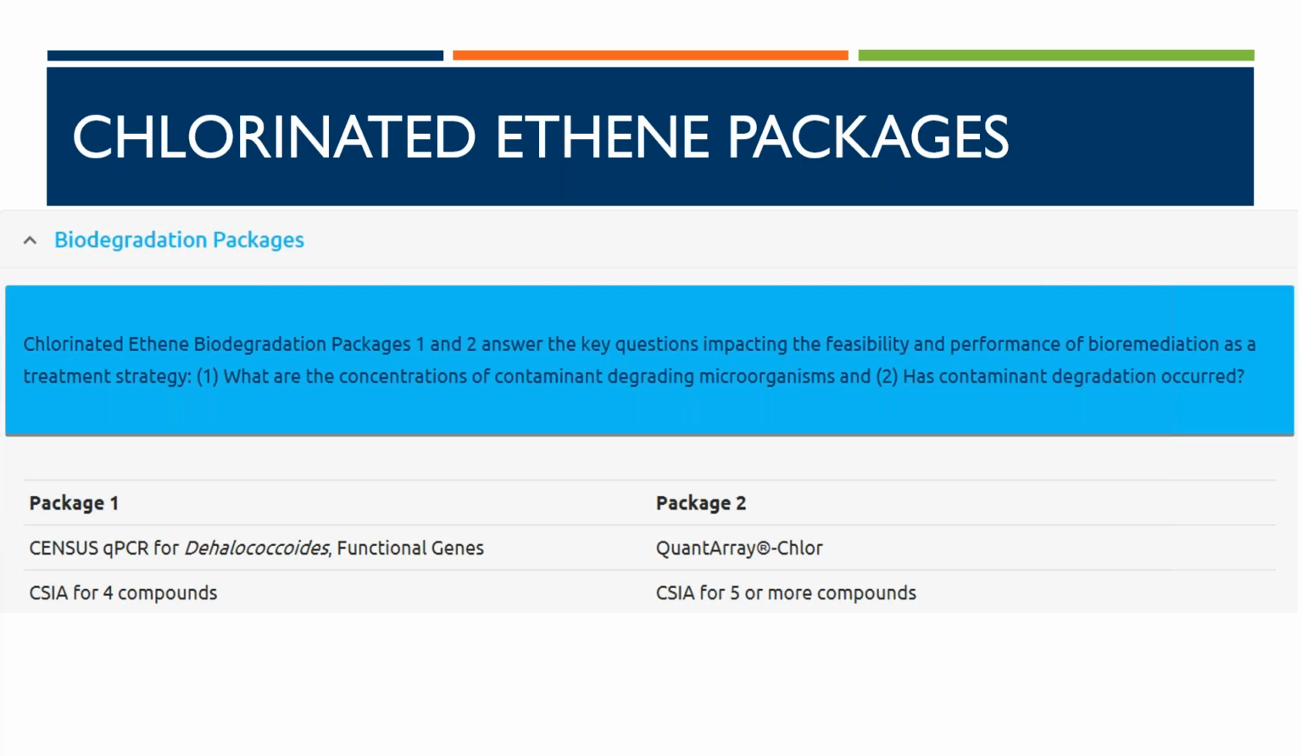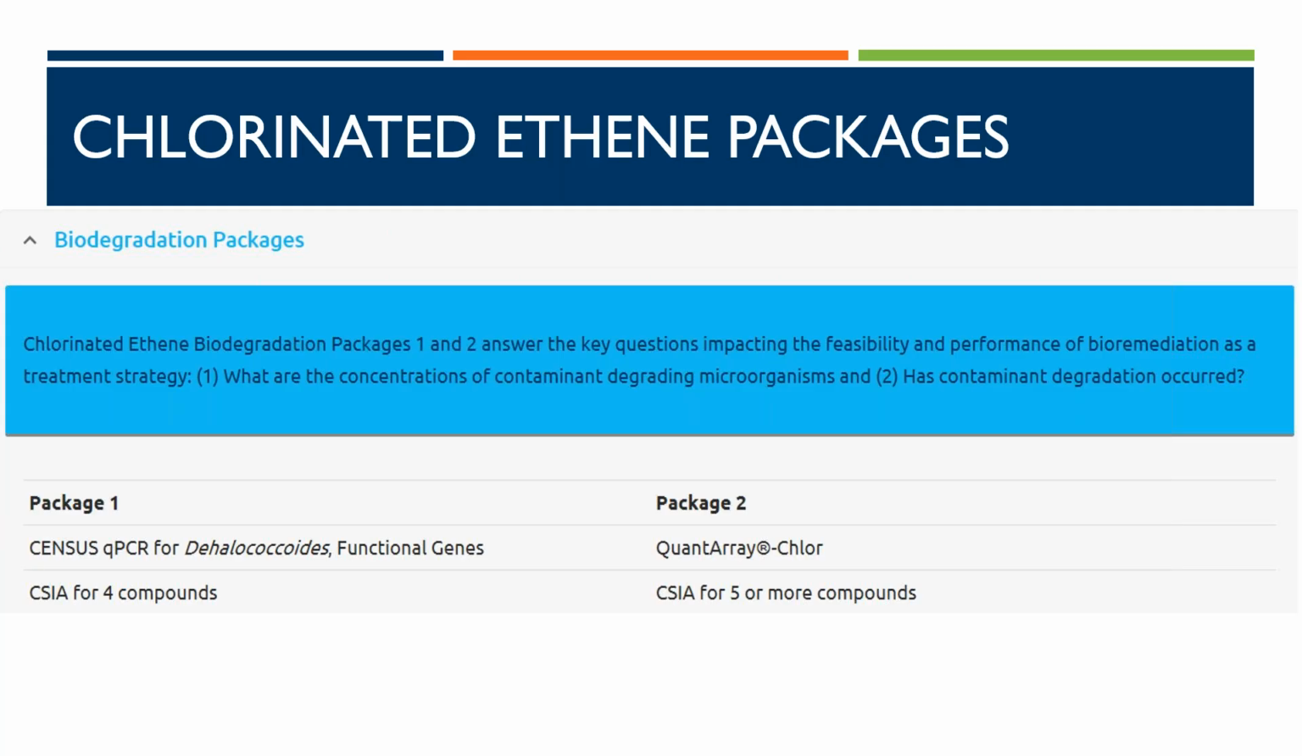So if you're interested in concentrations of contaminant-degrading microorganisms related to chlorinated ethenes, then you might look at package 1 or 2. You might want to know whether the contaminant degradation has occurred, and you'll notice that in both of these packages, CSIA is listed. So what we've done is give these options as ways for understanding different complementary analyses that can occur together. So now you can order packages through us.